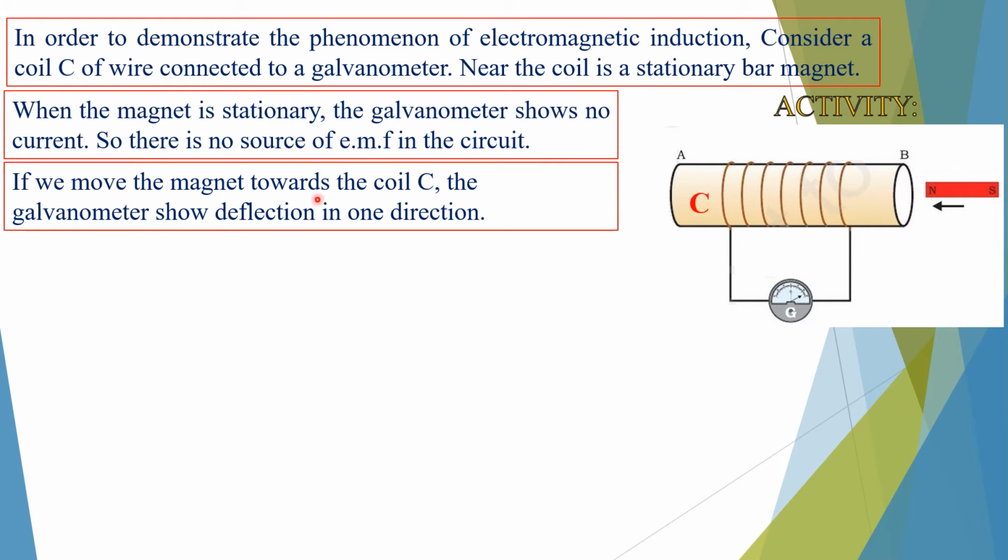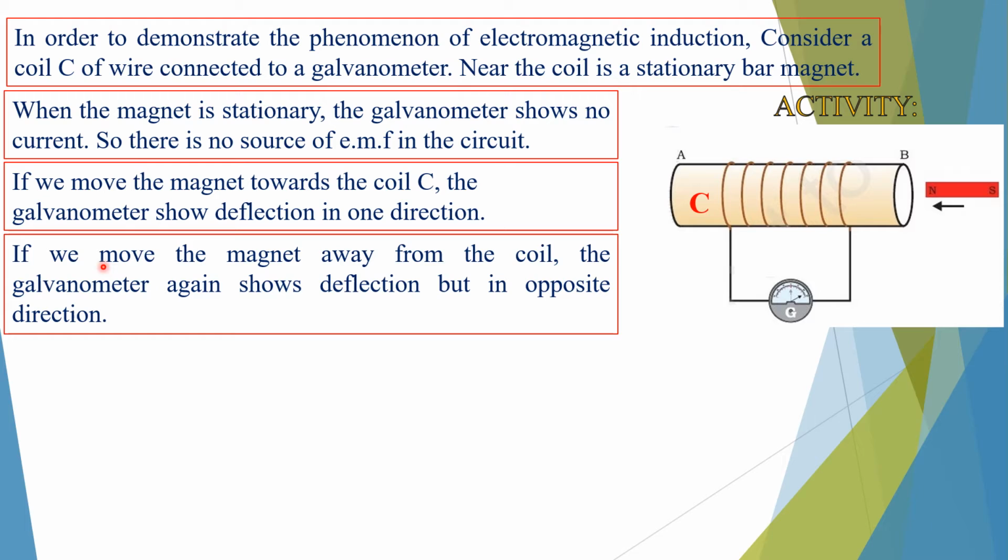If we move the magnet towards the coil C, the galvanometer shows deflection in one direction. If we move the magnet away from the coil, the galvanometer again shows deflection but in the opposite direction. Here, when the magnet is moved towards the coil C, the galvanometer shows deflection towards the positive side, and when this magnet is moved away from the coil, the galvanometer shows deflection on the opposite side, the negative side.